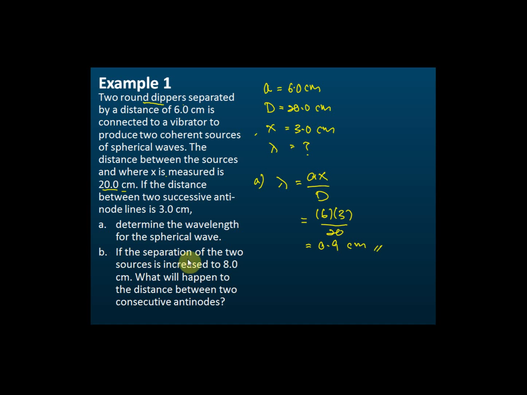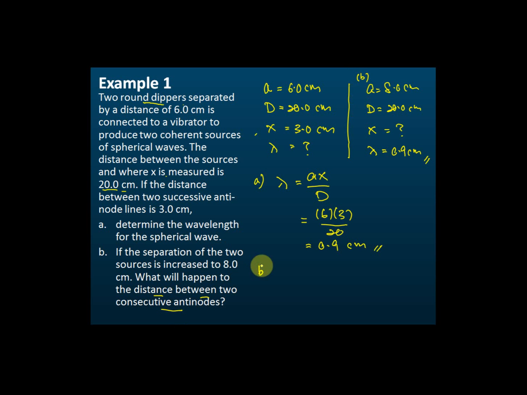Part b: if the separation of the two sources is increased to 8.0 cm. Just now, the distance between the two sources was 6.0 cm, and now it is increased to 8.0 cm. D remains the same, 20.0 cm, and lambda is equal to 0.9 cm. In this case we want to find x, because they want us to find the distance between two consecutive antinodes, that is x.